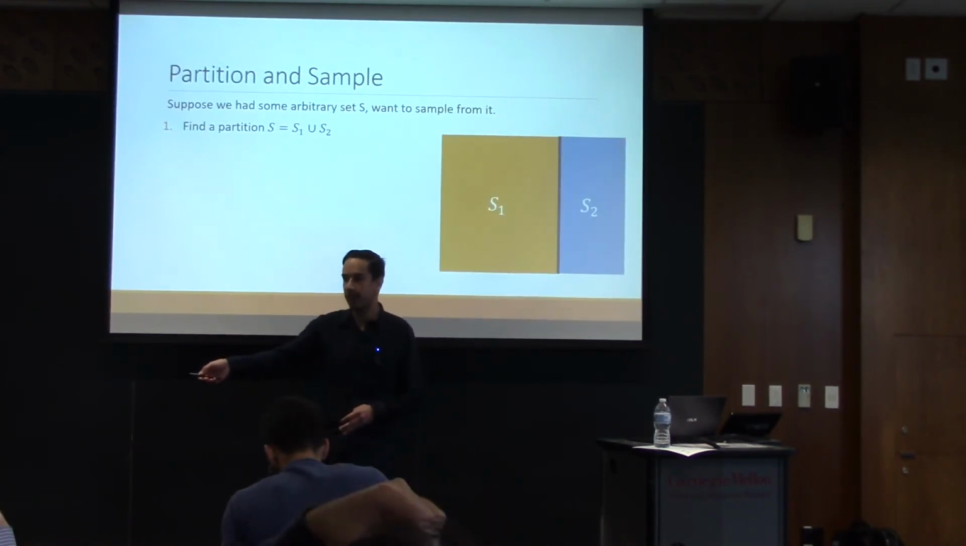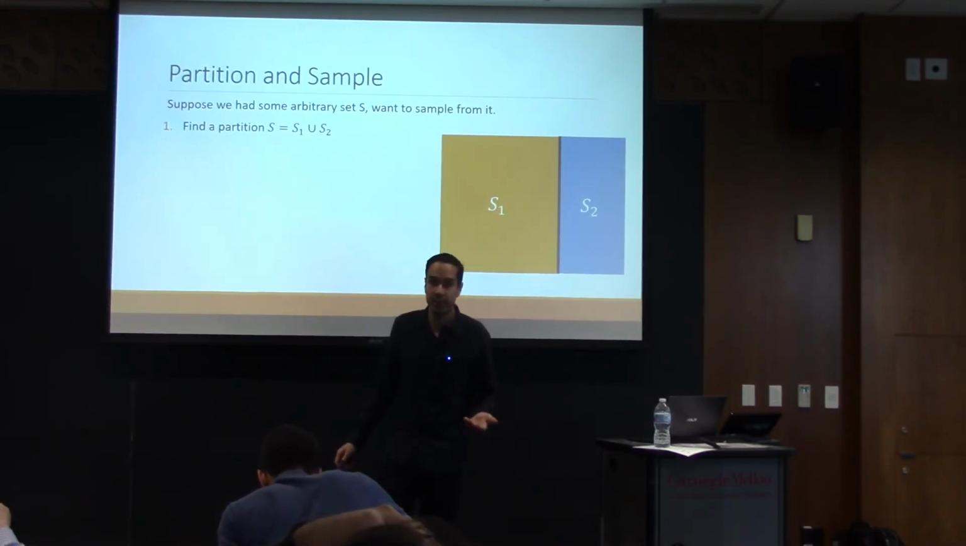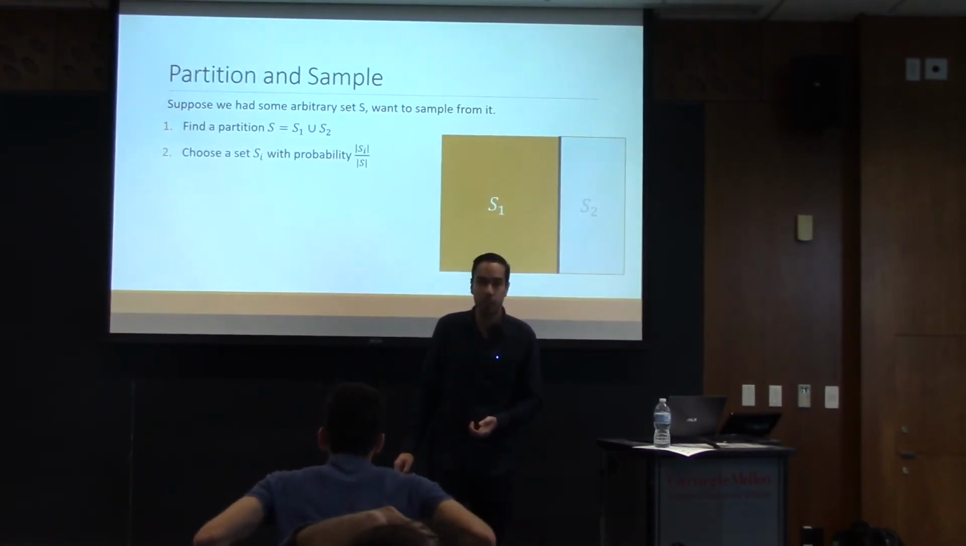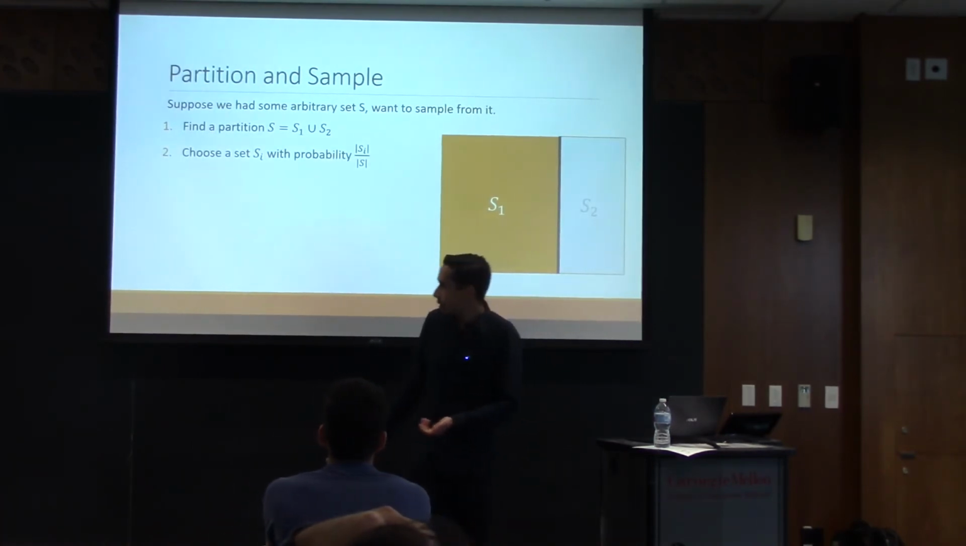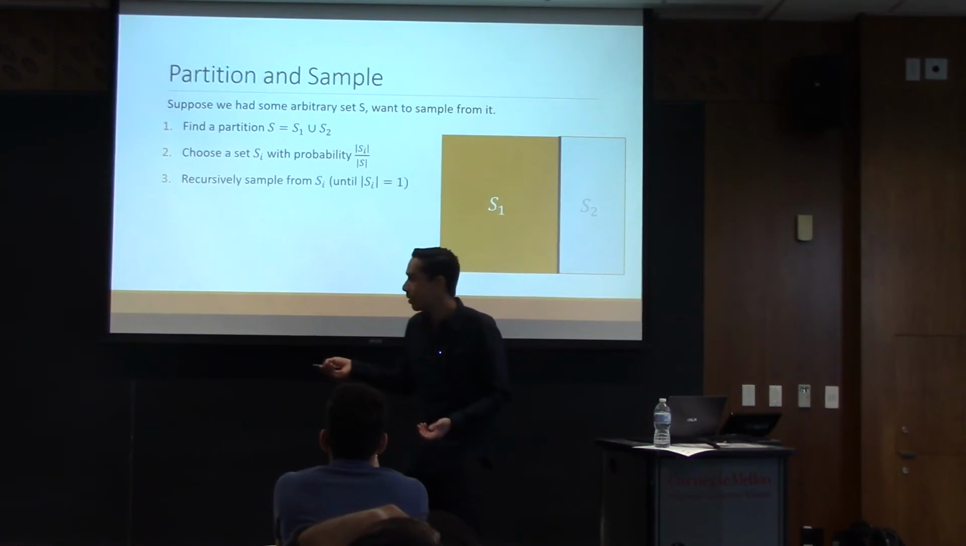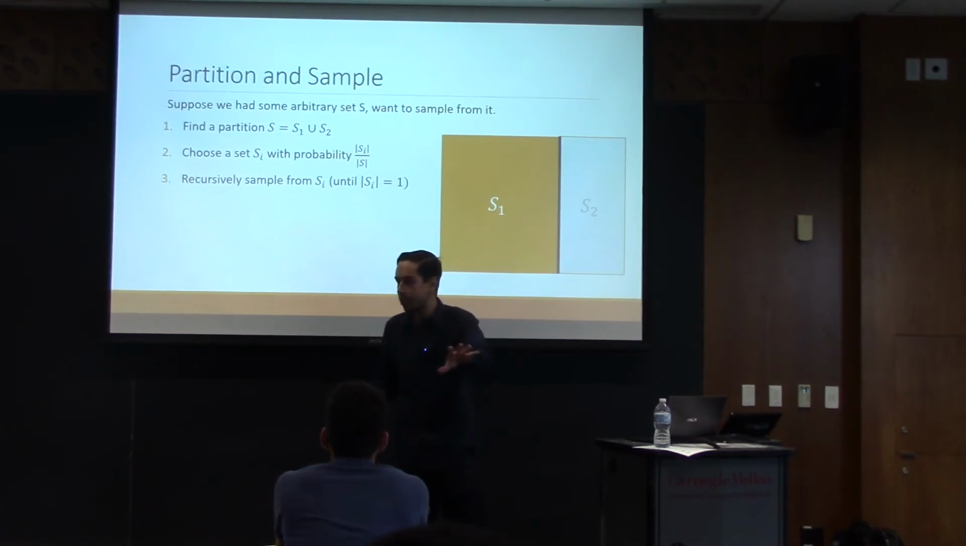I gave you a partition of my set S into S1 and S2. And suppose you also knew the sizes of these parts, S1 and S2. Well, I can just choose one of the pieces with probability proportional to its size. So in this case, I flip a biased coin, and I choose S1. And then I just throw out S2. I don't look at it anymore. And then I just recursively apply the procedure to the set I chose until it has only one element. And at that point, it's a uniform sample, so I just return that.